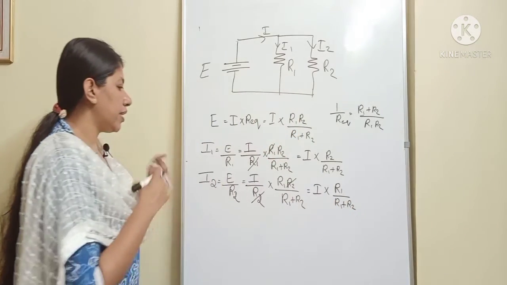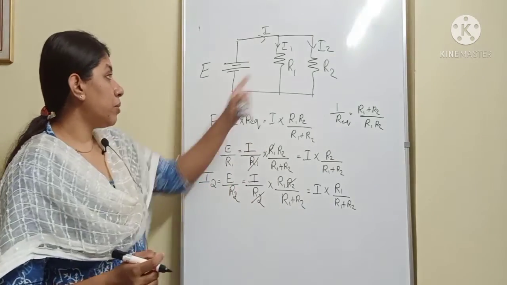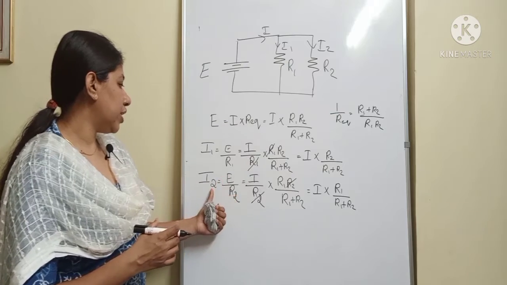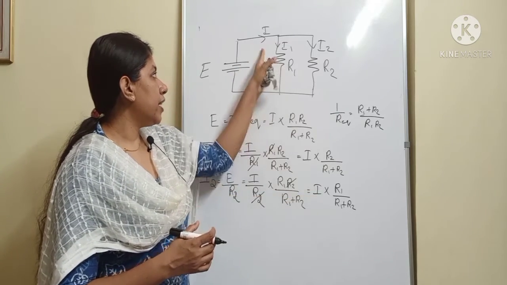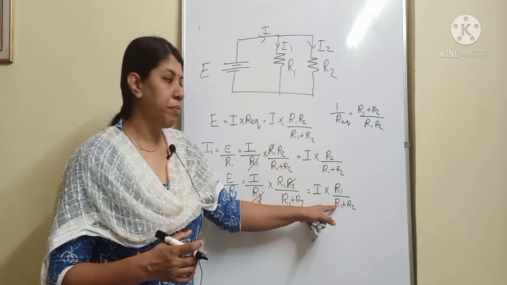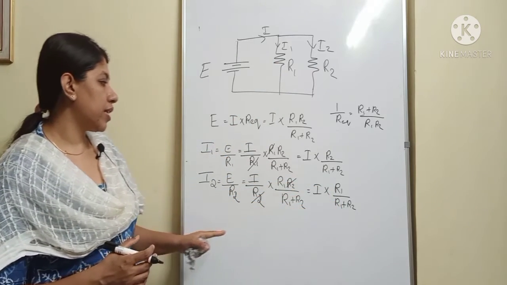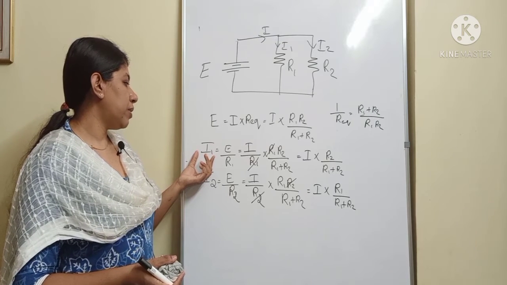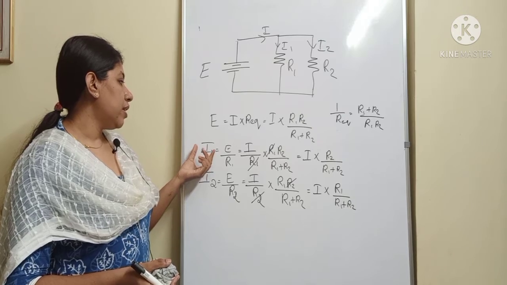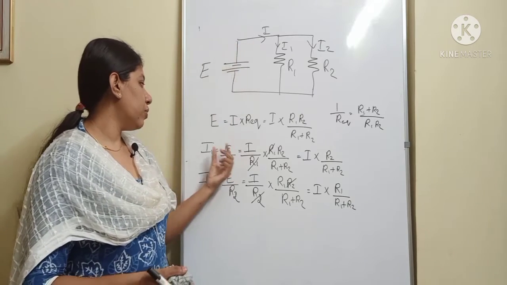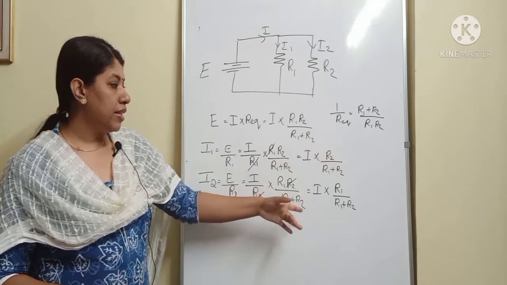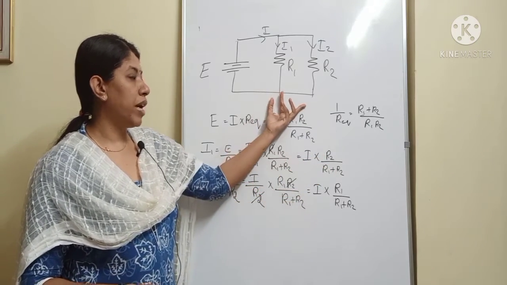So this can be written like this. The current through this particular branch, the current through R2, that is I2, is equal to the main current I into the resistance of the other branch, that is R1, divided by R1 plus R2. I hope this is clear. So whenever you are asked to find the current through a particular branch, you have to write the main current I into the resistance of the other branch divided by the sum of the resistances. This can be applied when there are two parallel branches.